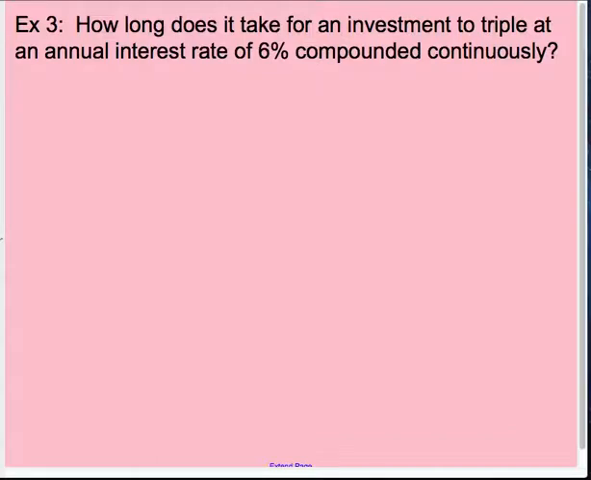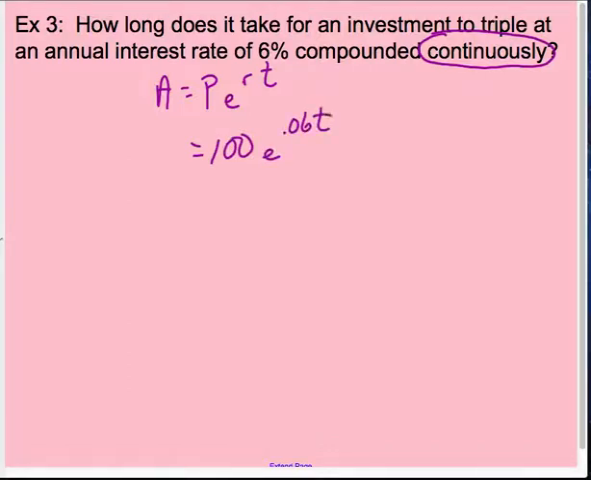Next example, we're looking at how long it would take for an investment to triple. The problem with this question is we aren't told what our initial investment is. So again, I noticed my keyword compounded continuously, so I'm using my PERT formula. So let's just make something up and see what happens. Let's say we invested $100.